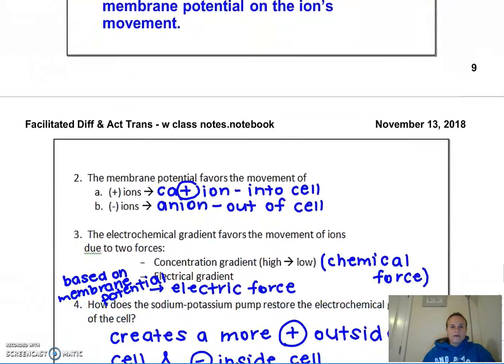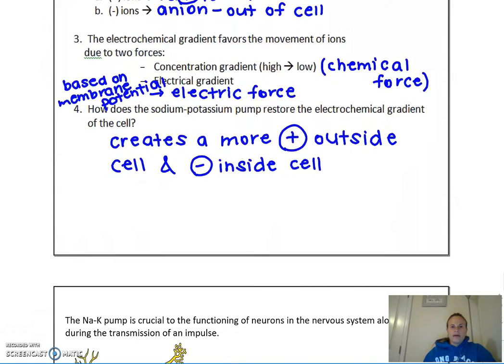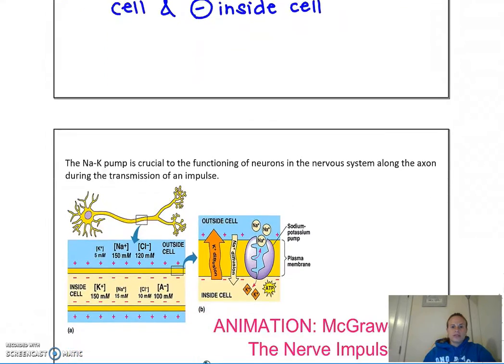across the membrane. So here's what we can write: that cations are positive ions that move into the cell, or are favored to move into the cell. Anions are negatively charged ions, and movement of anions is favored out of the cell, where the electrochemical gradient is due to two forces: the concentration gradient, in other words, the chemical force, whether I'm going from high to low or low to high, and the electrical gradient, also known as the electric force, which is based on that membrane potential, based on that charge difference.